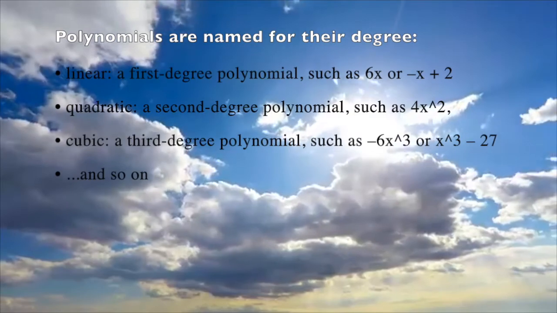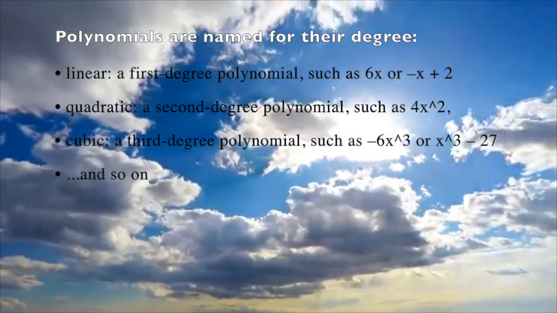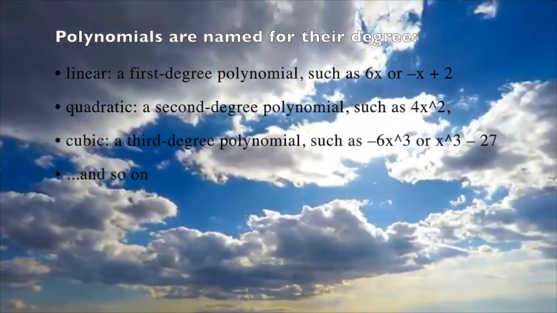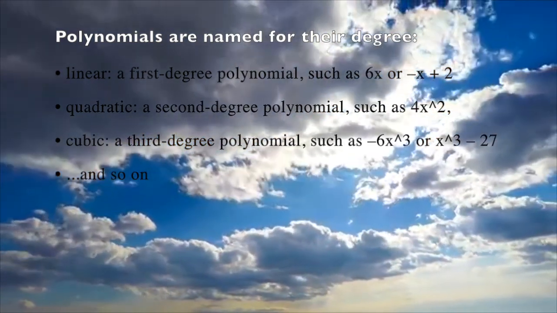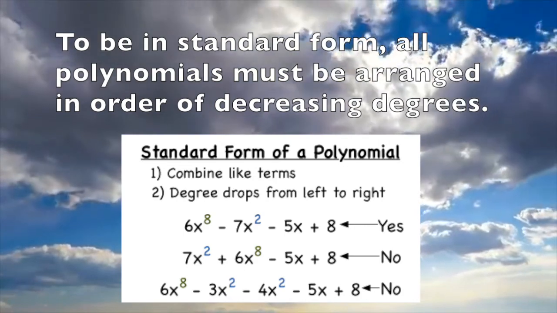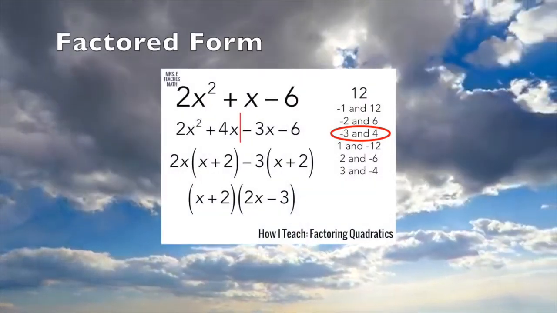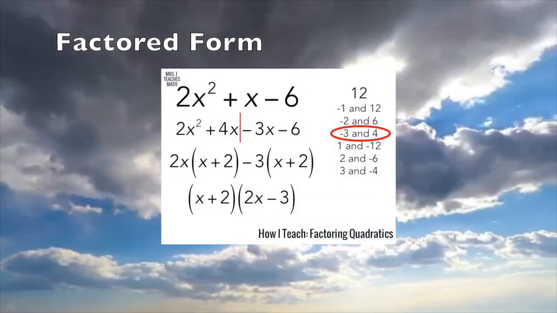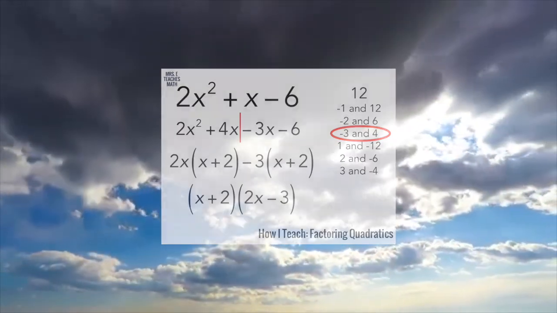Polynomials are named for their degrees. A first-degree polynomial would be called linear, a second-degree quadratic, and a third cubic, and so on. When polynomials are written in standard form, they are written in order of decreasing degree. There's also a factored form, which will help you find the zeros when graphing.